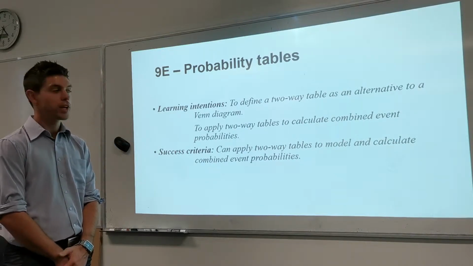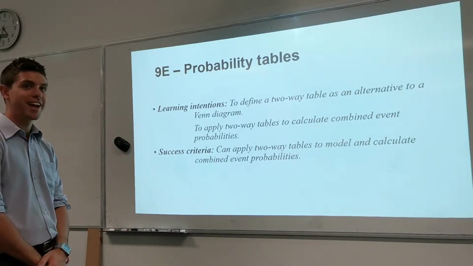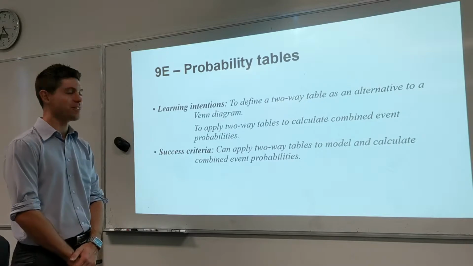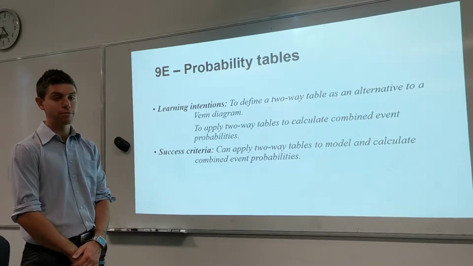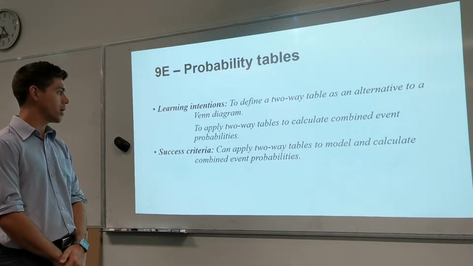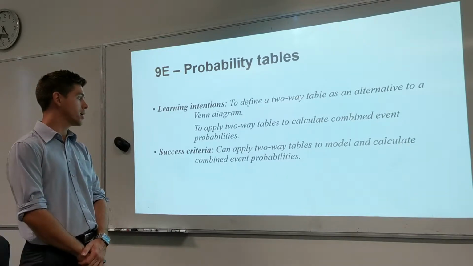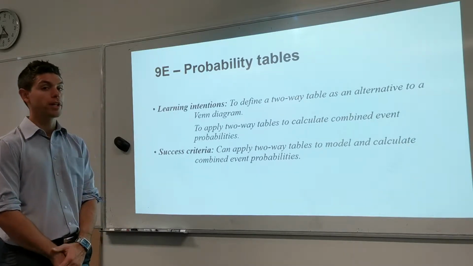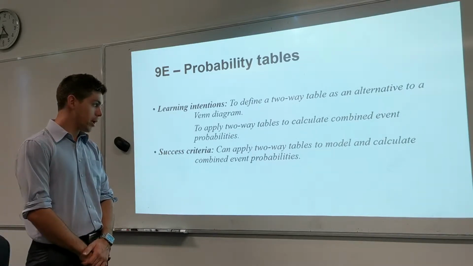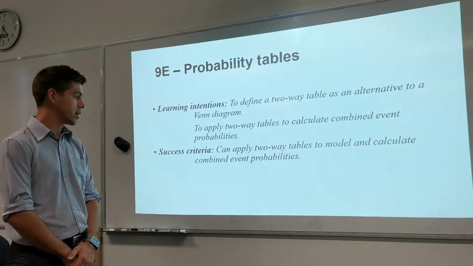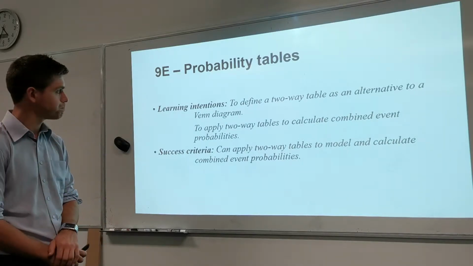Hi, welcome. Today we're looking at probability tables and we're going to address the following two learning intentions: to define a two-way table as an alternative to a Venn diagram and to apply two-way tables to calculate combined event probabilities. And hopefully by the end of the mini quiz we will be able to apply two-way tables to model and calculate combined event probabilities.